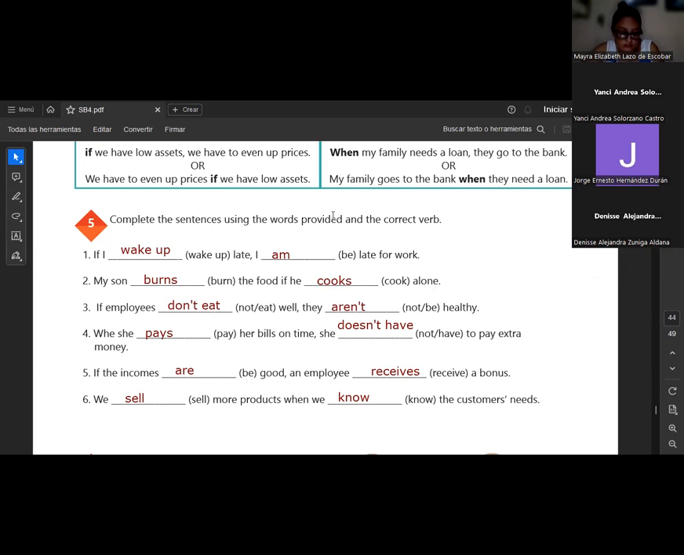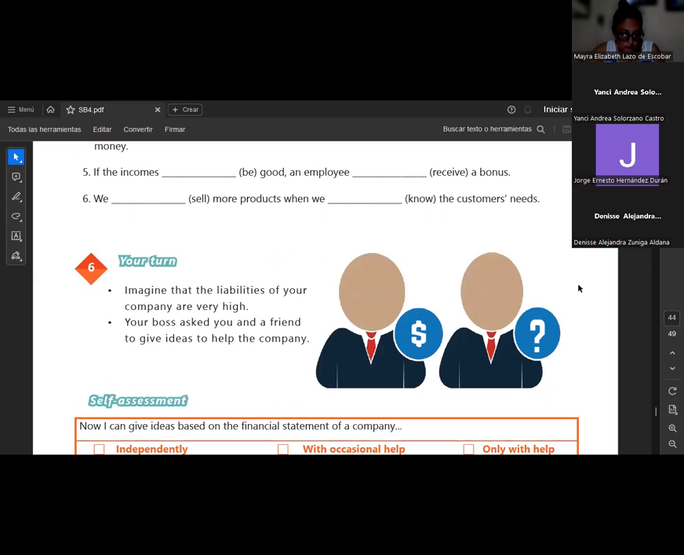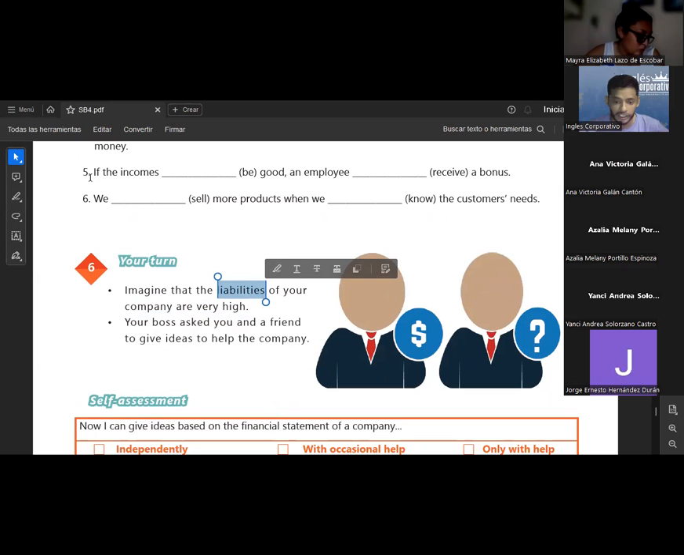Yes. All right. Let's continue with the other part. Excellent. The other part is this one. Imagine that the liabilities of your company are very high. Your boss asks you and a friend to give ideas to help the company. Remember, liabilities are those responsibilities that a company has with other companies. Talking about services, loans, employees that have to pay the employees, etc.